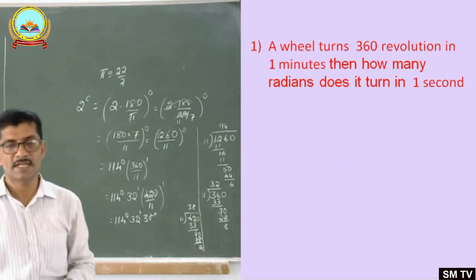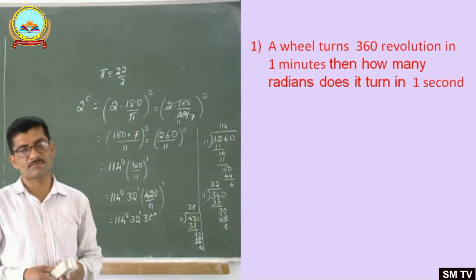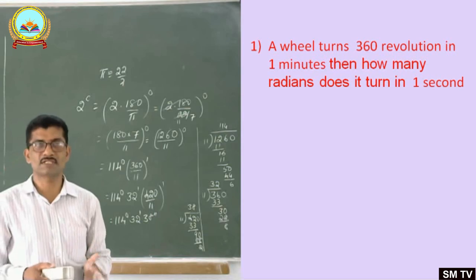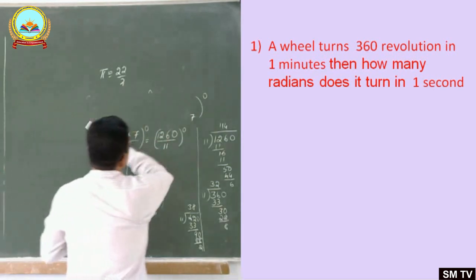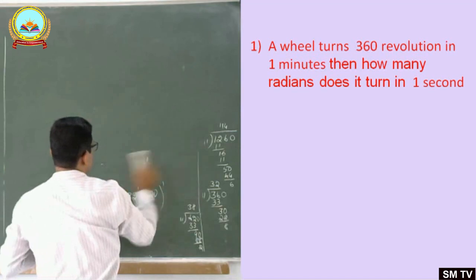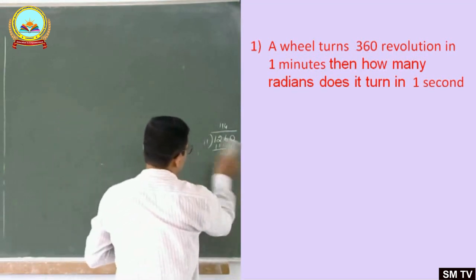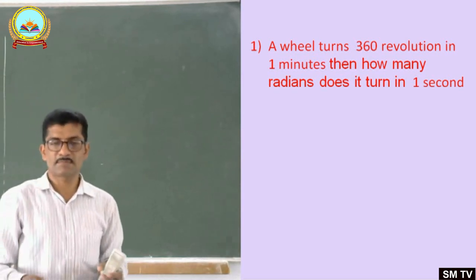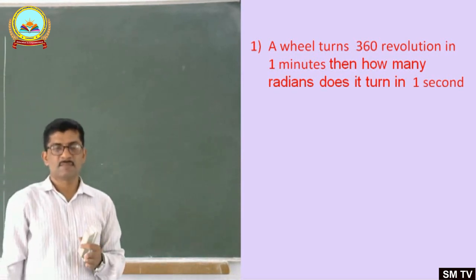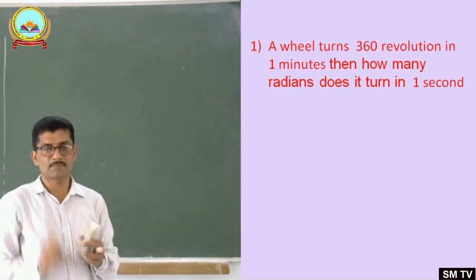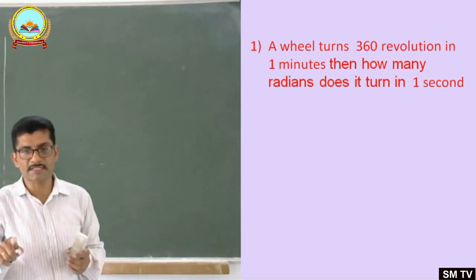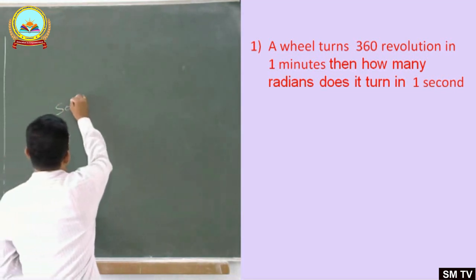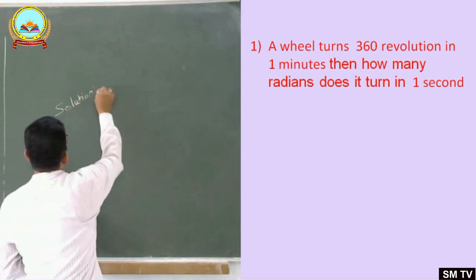The first one: a wheel turns 360 revolutions in 1 minute. Then how many radians does it turn in 1 second? This problem has been asked nearly 4 to 5 times as a 2 mark question in annual exams. This one is a very simple question. Here the example is a wheel that turns 360 revolutions in 1 minute, and we are asked how many radians it turns in 1 second. The solution is very simple.